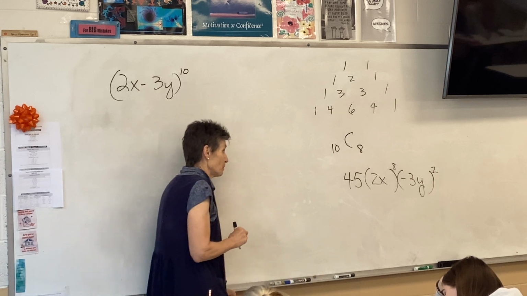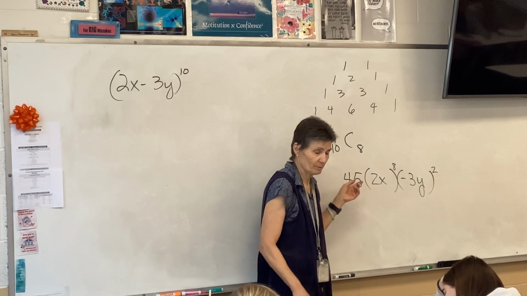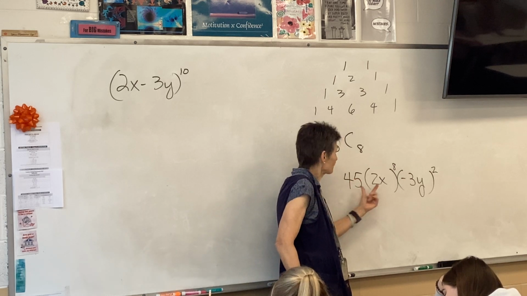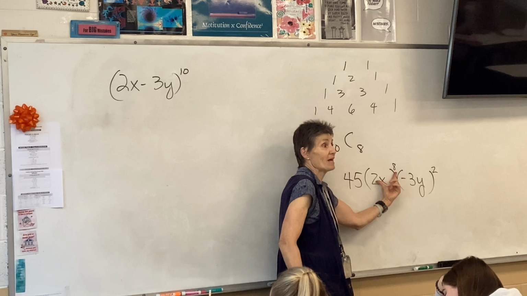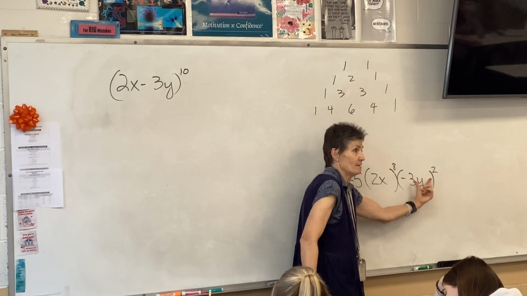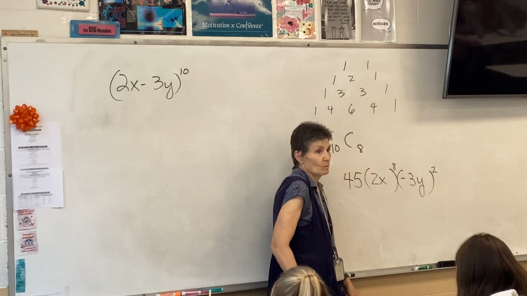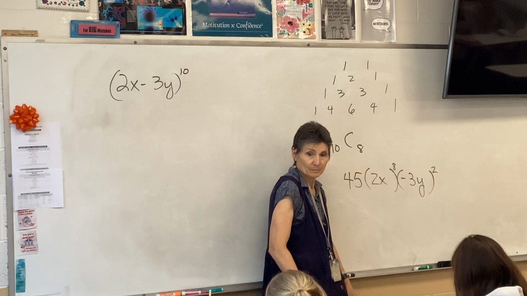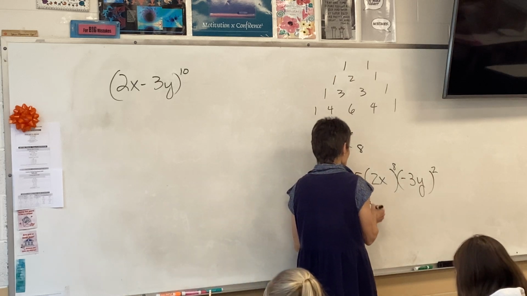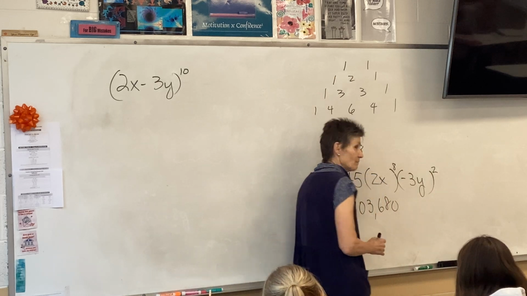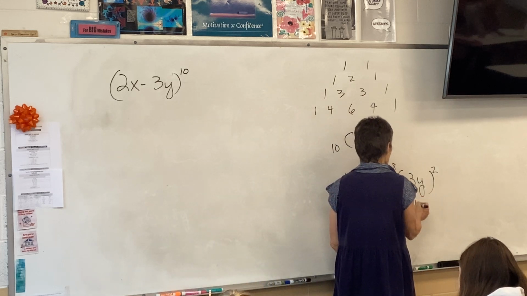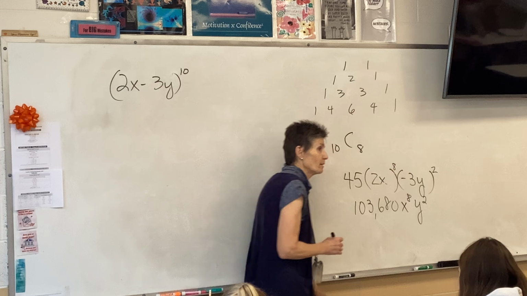So now I start multiplying. I'm definitely going to need help with this. I'm going to multiply 45, 2 to the 8th, and 9. So what is that? 103,680. 103,680. Does anybody confirm that? And then, of course, I'll have my x to the 8th and my y squared.